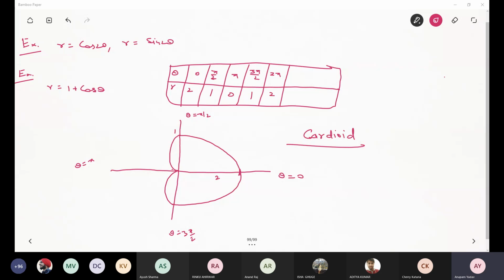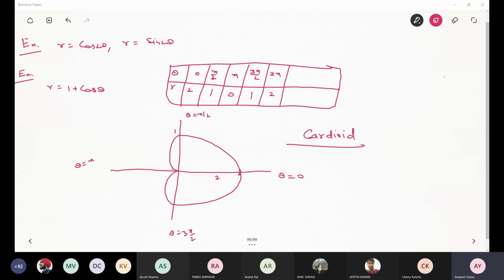How to find Cartesian equation of 1 plus cos theta? You just need to convert it into x and y using x equals to r cos theta and y equals to r sin theta. It may not look very good. That is why we are learning it in polar coordinates.